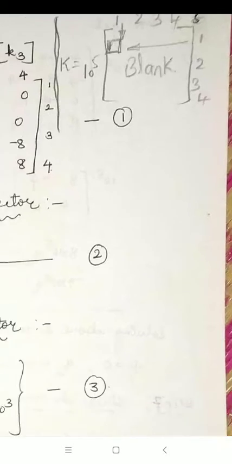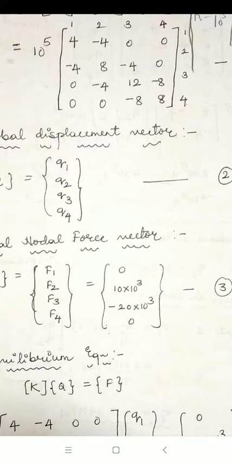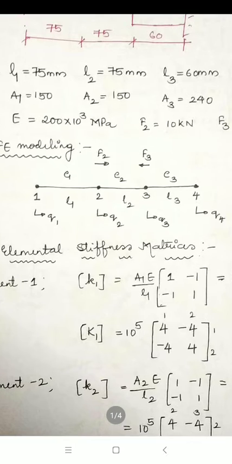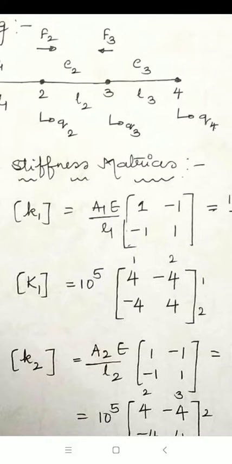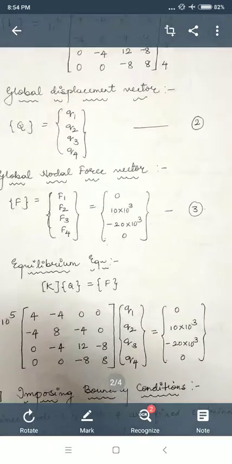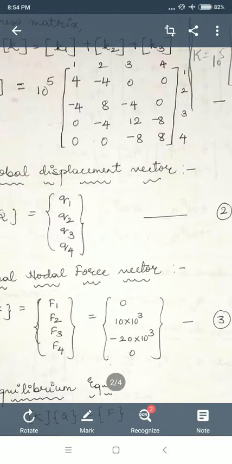See here in the place of column 1 and row 1, I have written there an arrow mark and a small box. That place belongs to column 1, row 1. What I have to write there? See here in the global stiffness matrix, in that place I have written 4 in the place of column 1 and row 1. How it comes? That we will come to know by looking at elemental stiffness matrix K1, K2, K3. See here in K1, in the place of column 1 and row 1, here also I have given row and column numbers. Look at that, column 1 and row 1, the value is 4. That's why in the place of column 1 and row 1, I have written 4.